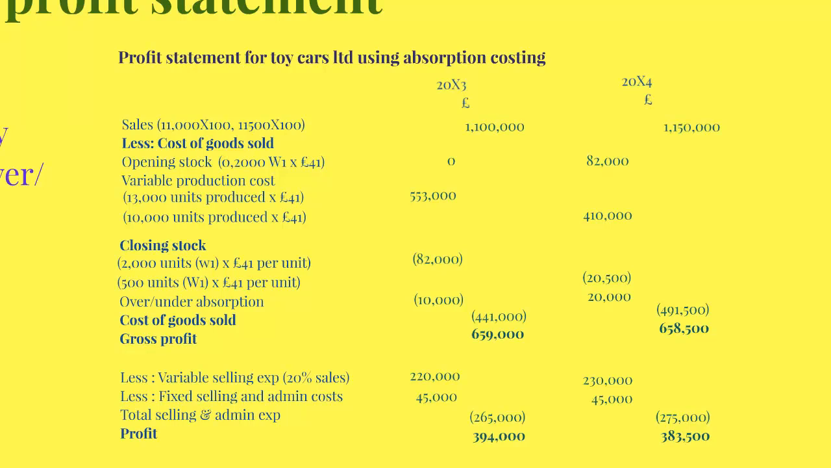So you can see that using a different system, using absorption costing rather than marginal costing, has given us a far higher figure in the first year and a far lower figure in the second year. And this is why absorption costing can often lead to people's stock building, because the fixed costs are not applied until after they are sold.